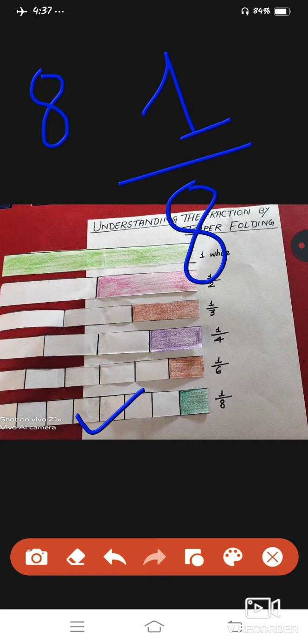So for the recap, a fraction is a part of a whole and can be represented as numerator by denominator, with the small line called the fraction bar.